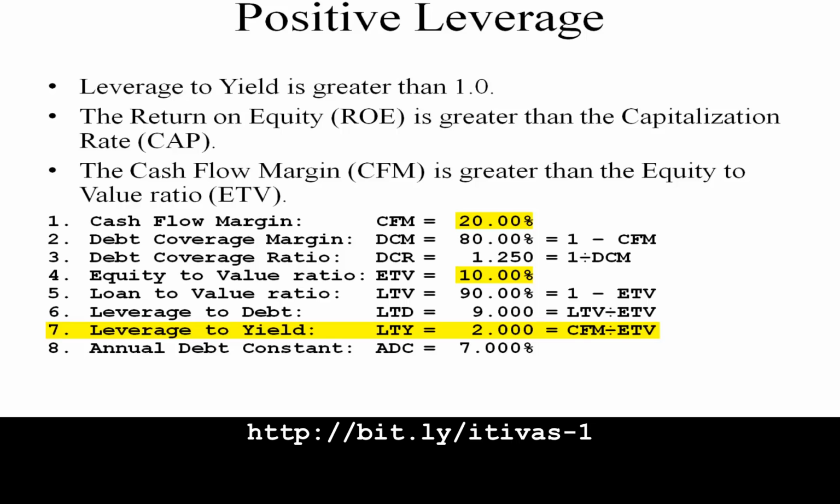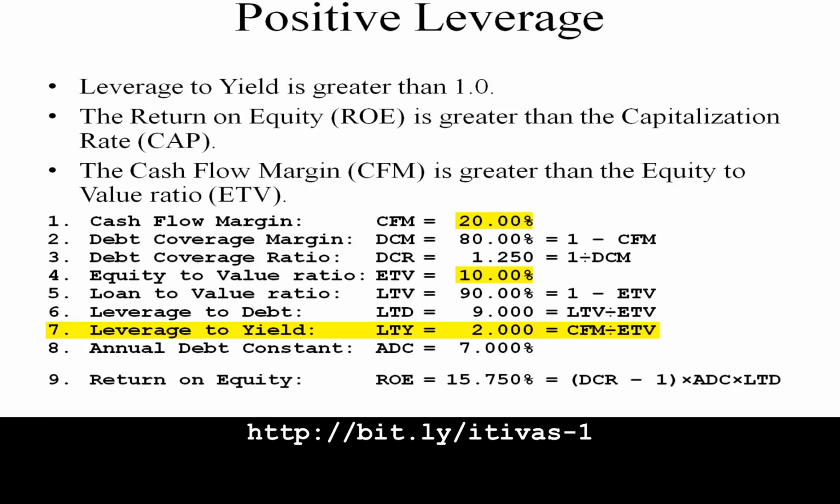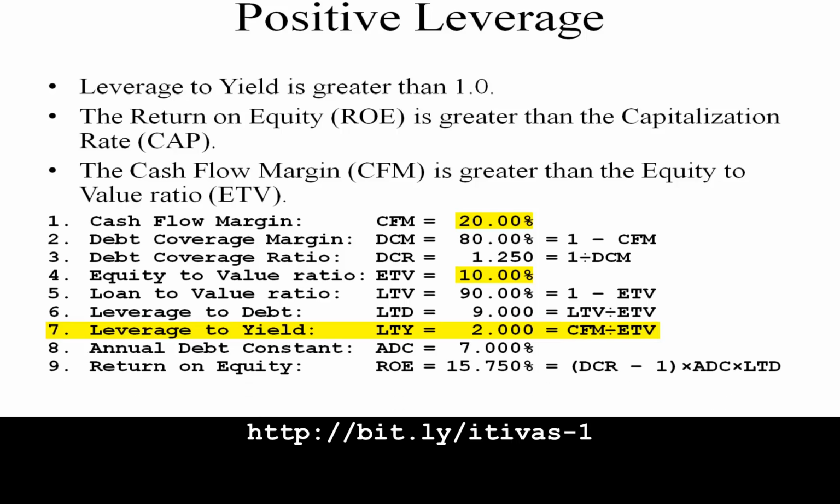Again, the annual debt constant, ADC, is 7%. We calculate the return on equity as 15.750%, and the capitalization rate is 7.875%. The return on equity is twice as large as the cap rate.